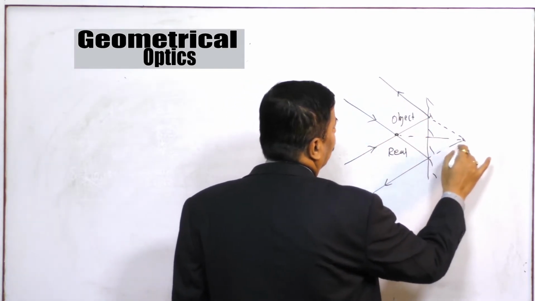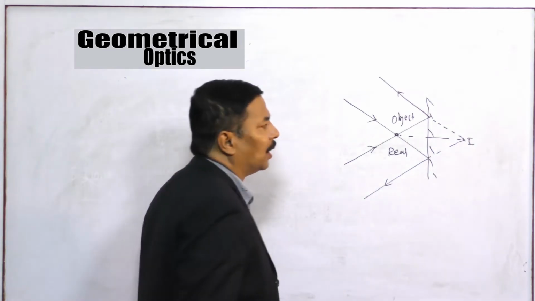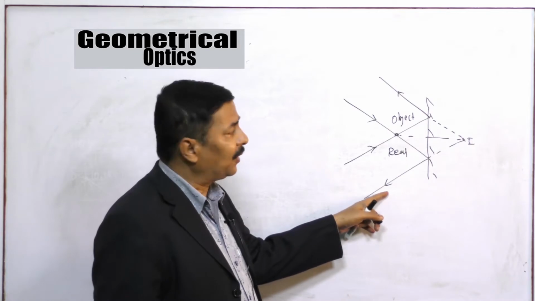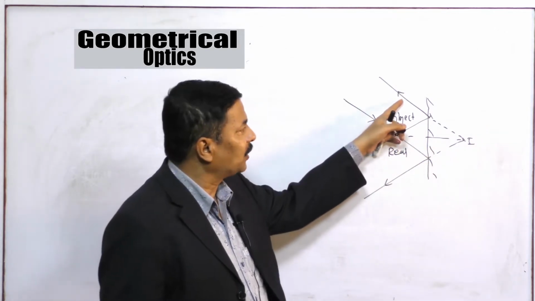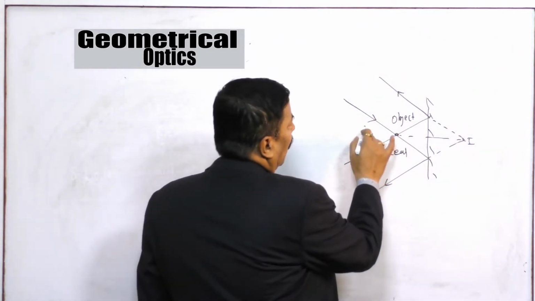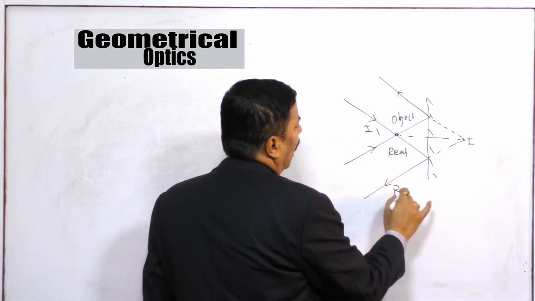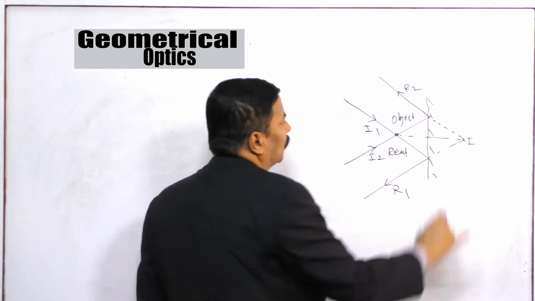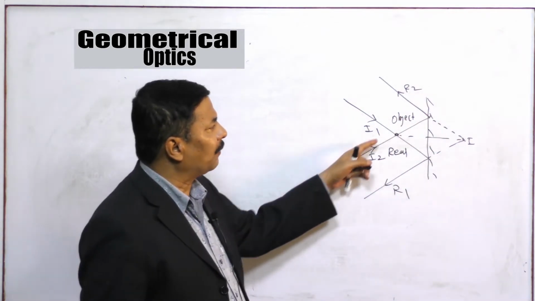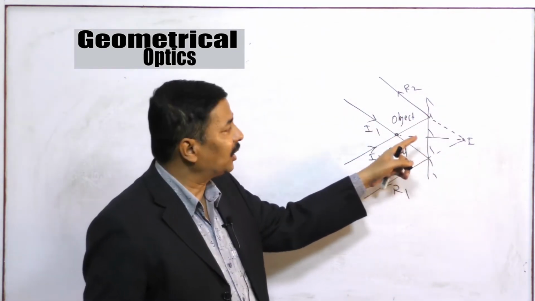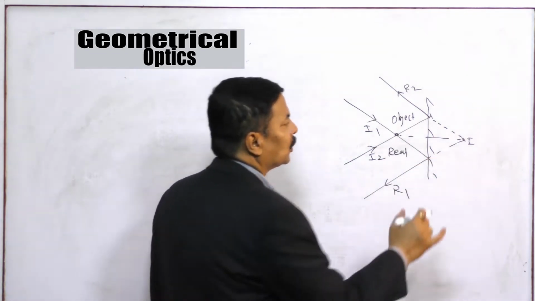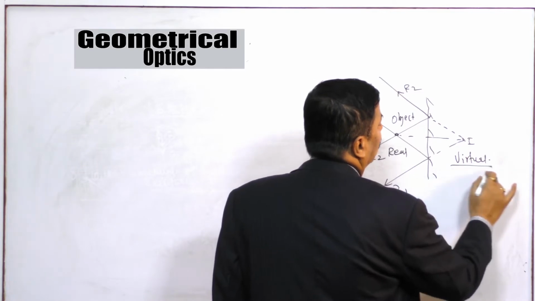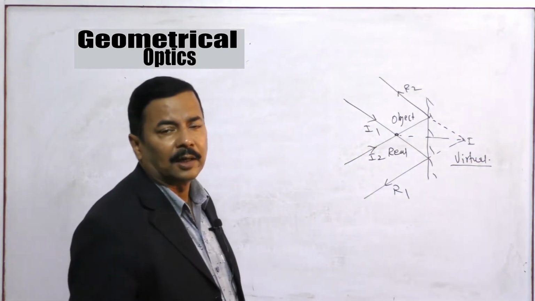This will be the reflected ray, and here the image is formed. Which type of image is there? The point of intersection of reflected rays is called image. So this is the reflected ray, I1, R1, I2, R2. So the point of intersection of reflected rays is called image, but it is not an actual intersection, so it is a virtual image. So a plane mirror forms a virtual image.